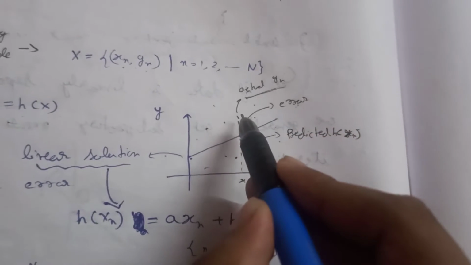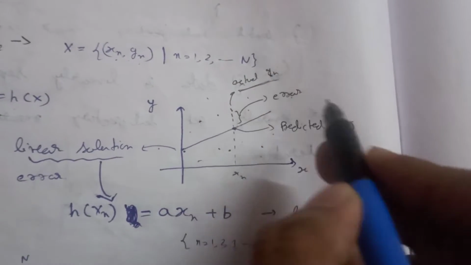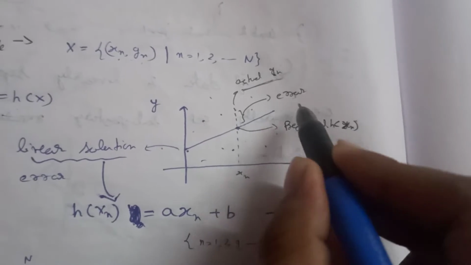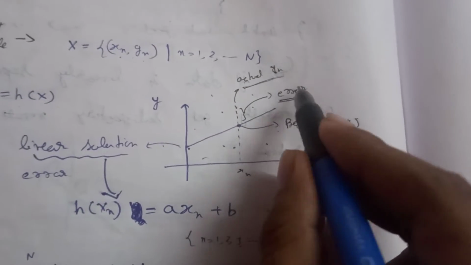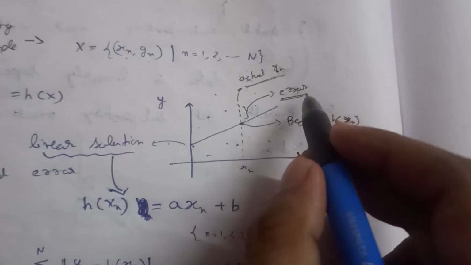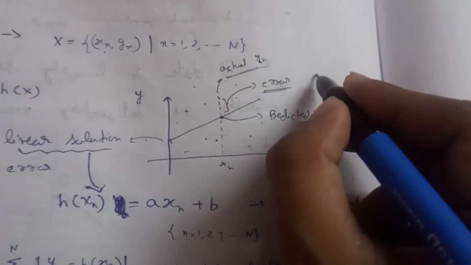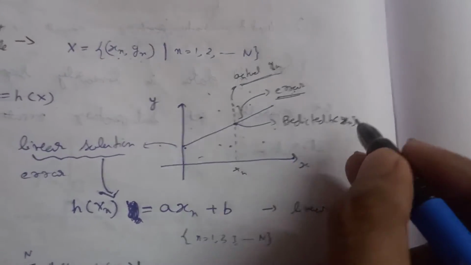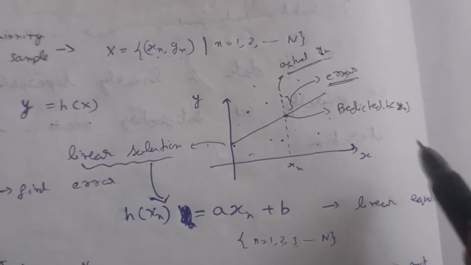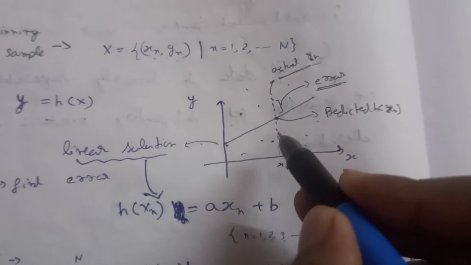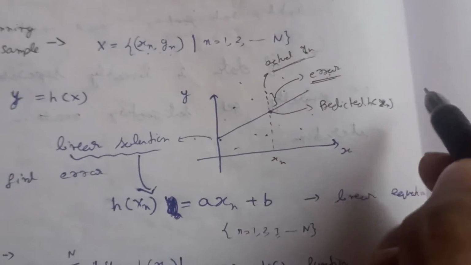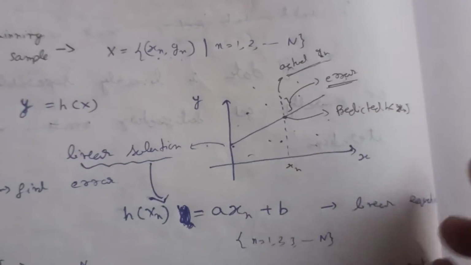So this difference of yn and h of xn is our error. This is our error in our prediction. So what is the error? We can say the actual value minus the predicted value, so yn minus h of xn. That is our error. It can also be negative, so we will take mod or something like that. We will come to that later.